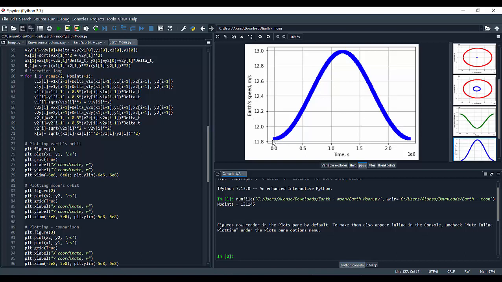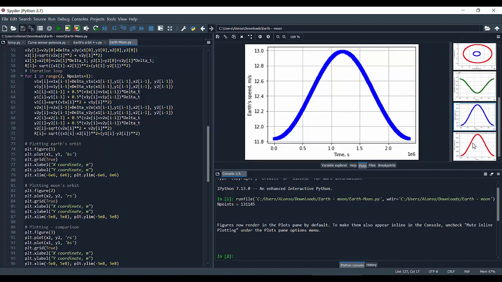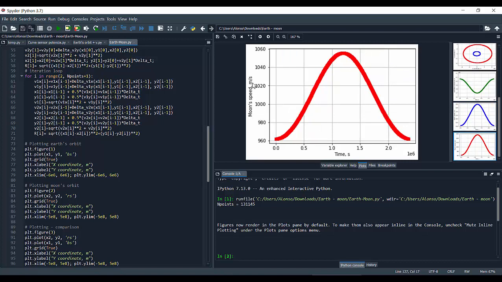So here we have this minimum value around 11.8 meters per second up to something like 13 meters per second. So this is in the range of 40 kilometers per hour. So it is not a very high speed. And finally, we have here the speed of the Moon. So the lowest value, which is here, is something like 960 meters per second up to something like 1050 meters per second. So in principle, everything is okay in our calculations.